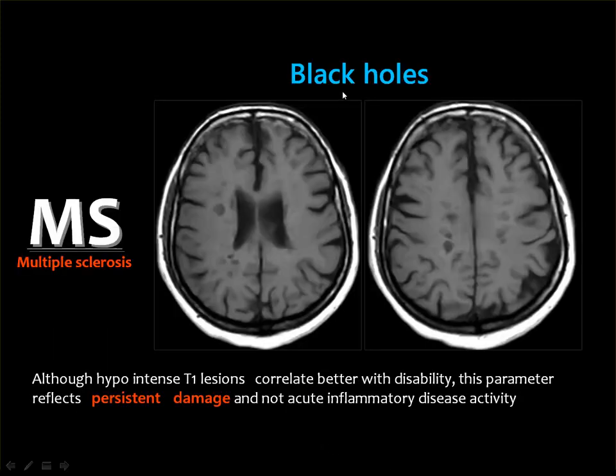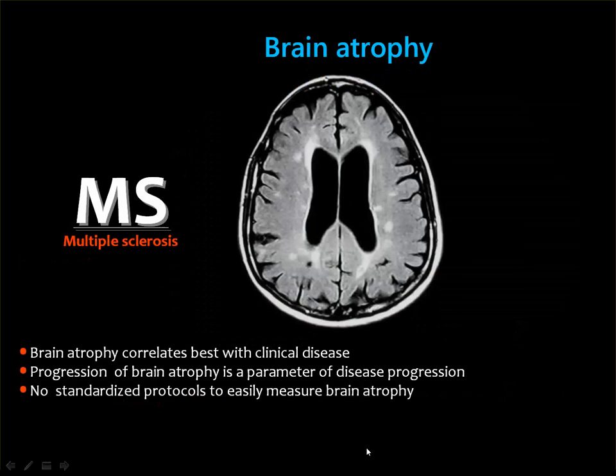Black holes represent foci of dark signal in the T1 weighted image. And the black holes are pathognomonic for persistent damage of the brain parenchyma. You know that the MS plaques are very faintly appreciated in the T1 weighted image. But if you see these lesions very clearly in the T1, you know that this is an encephalomalacic brain. I mean, dead brain tissue.